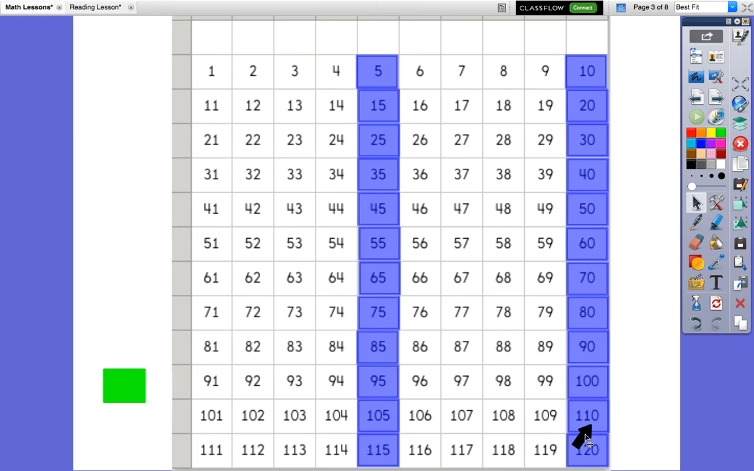Great job. Now let's count on from number 45. Can you find number 45? It has a 4 in the tens place, so it's somewhere in this row, and a 5 in the ones place. Oh, it's one of our blue numbers. All right, let's count. 45, 46, 47.